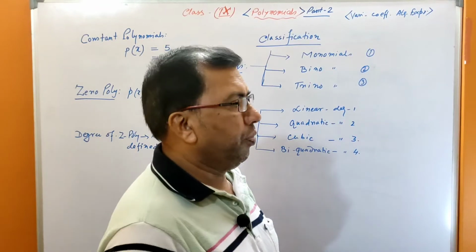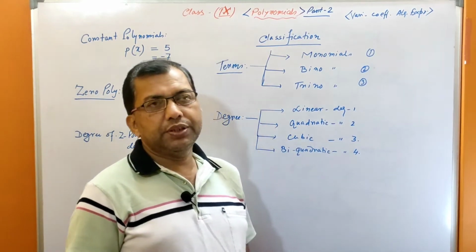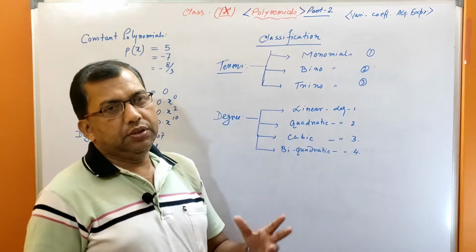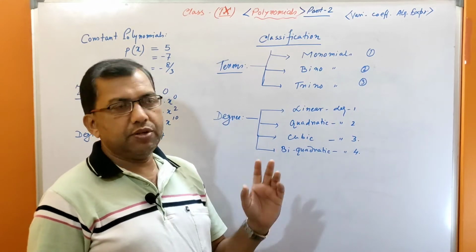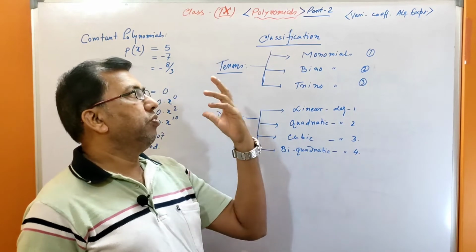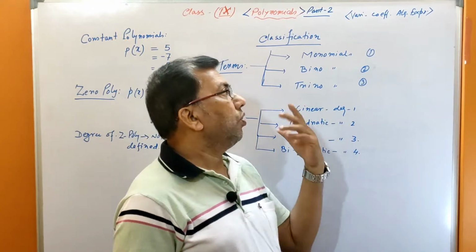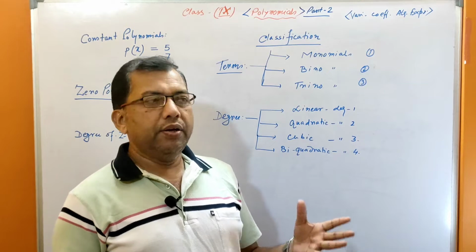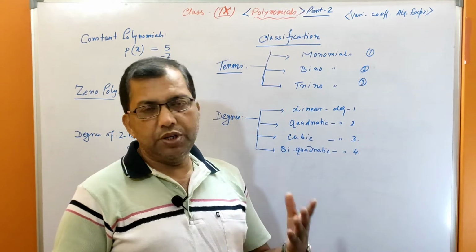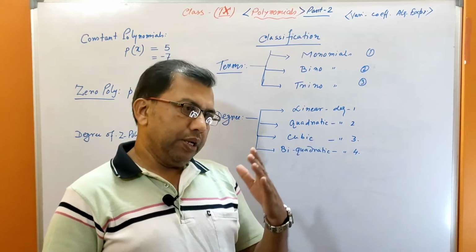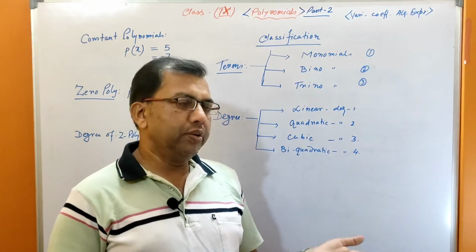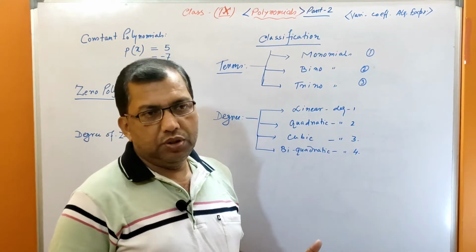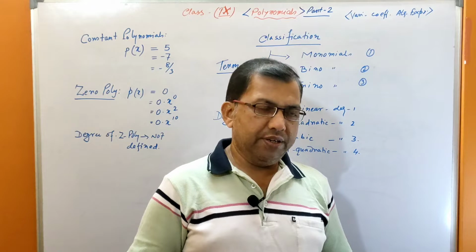So start. Yesterday I discussed the polynomials. What are polynomials? They are algebraic expressions containing variables, coefficients, constant terms, and so on. And you learned what a constant is and what variables are, of one variable, two variables, three variables. So many things I discussed yesterday.